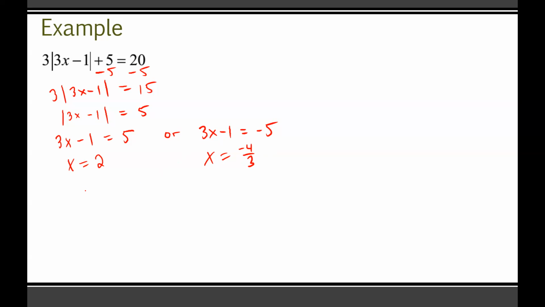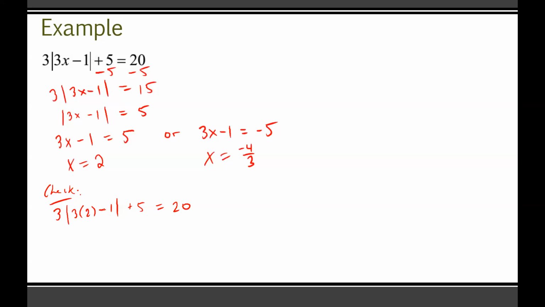I would leave it as an exact fraction and then go from there. I feel pretty confident that we could do a check down here. Let's give it a try at least. So check. We're going to plug in x is equal to 2 first, into the original thing. So 3 times the absolute value of 3 times 2 minus 1, plus 5. We want to see if that equals 20.